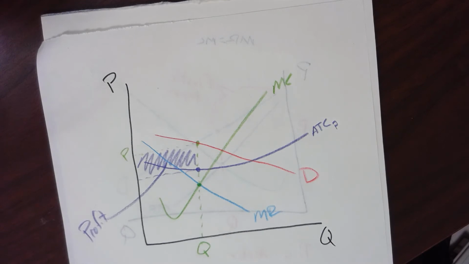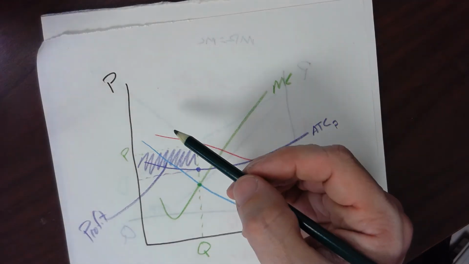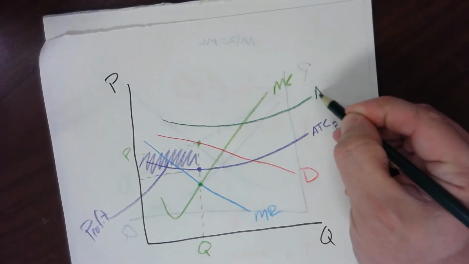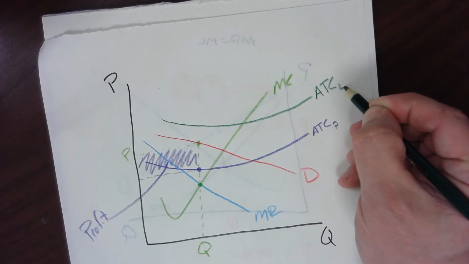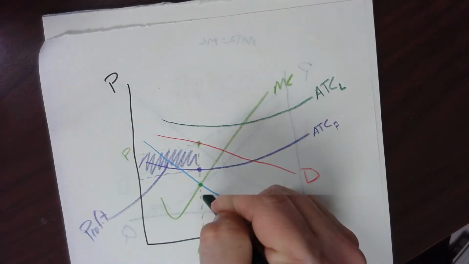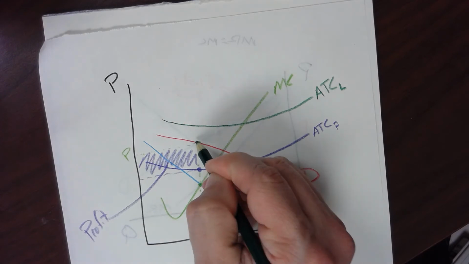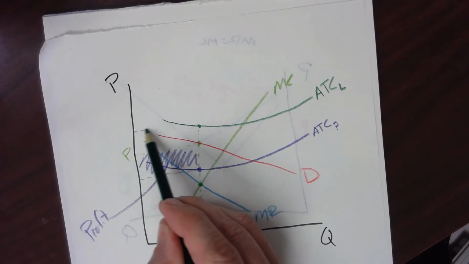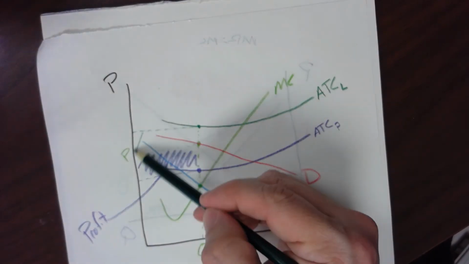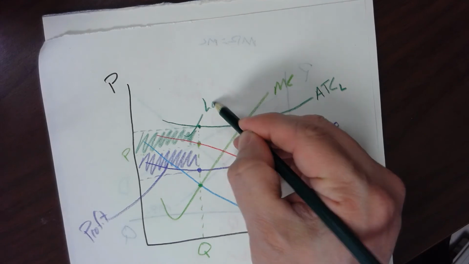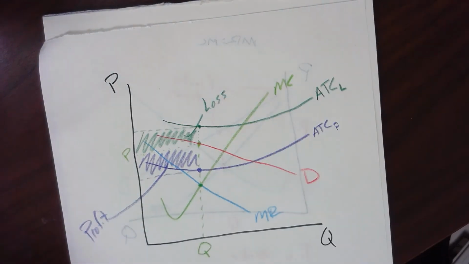If your average total cost curve is above the demand curve, so we'll call that average total cost loss, you go from where MR equals MC up to demand, up to the average total cost curve, on across, and this area would be the loss.